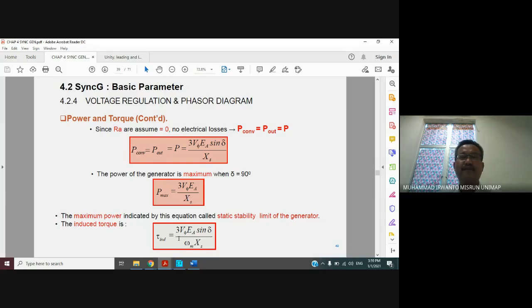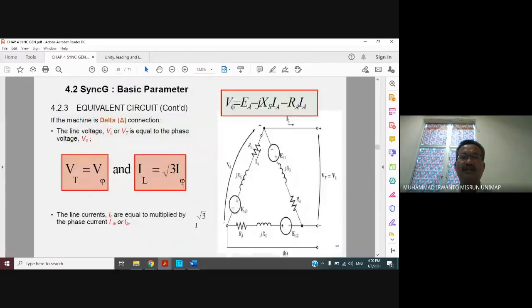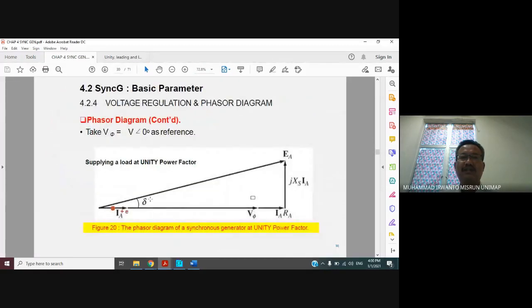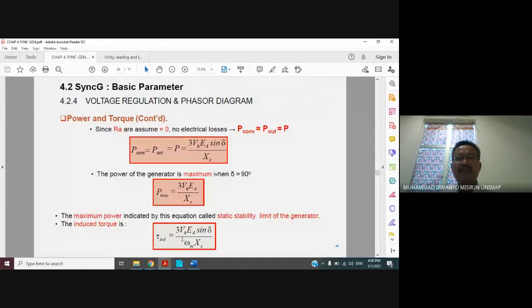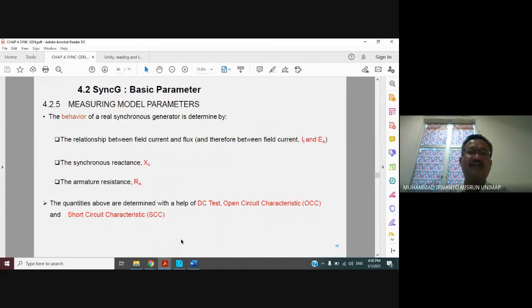Same here, the induced torque can be written like this: 3 times phase voltage times internal generated voltage times sin delta, where delta is the angle between phase voltage and internal generated voltage, divided by mechanical speed times synchronous reactance.